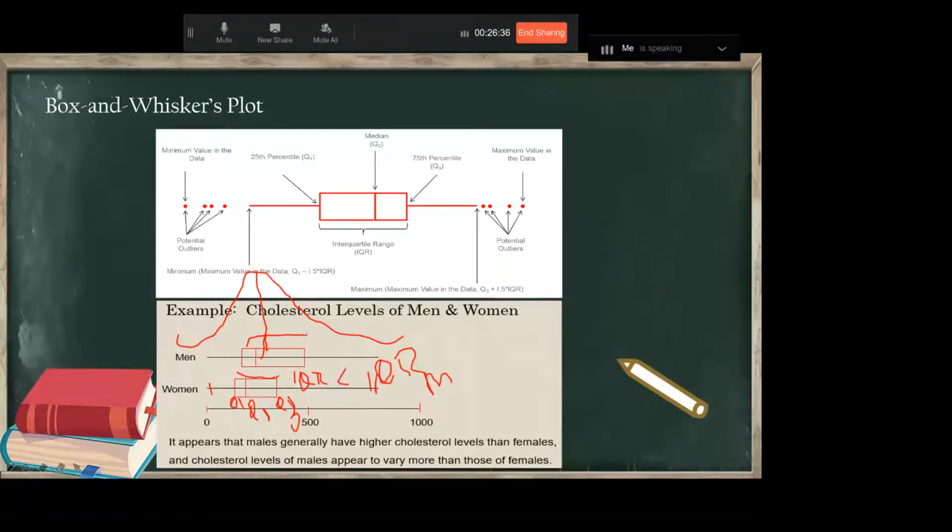Let's say this one is 500, this one is 200 something. So it appears that male generally have higher cholesterol level than female. So the basic thing is how to interpret it. So you can interpret it now.